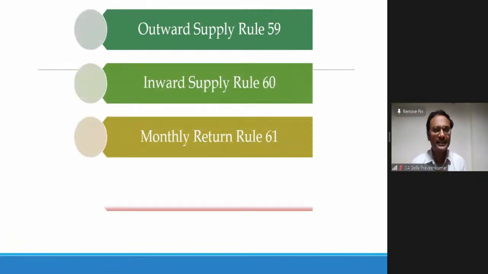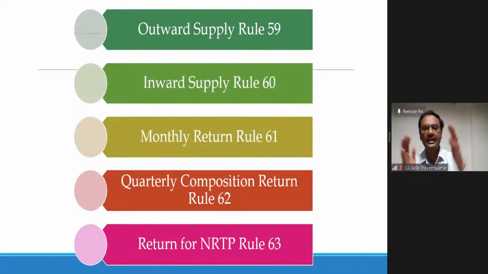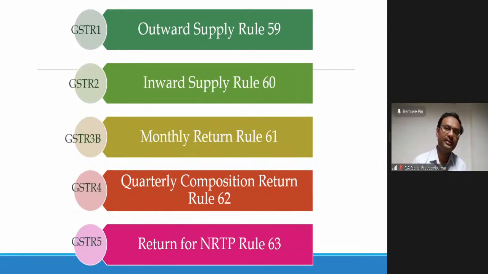So first, to understand various statements and returns, we have Rule 59, which talks about my GSTR-1. Rule 60, which talks about your GSTR-2A, 2B as of now. Rule 61, which talks about my GSTR-3B. So if you talk about my statement, let me highlight only statements.